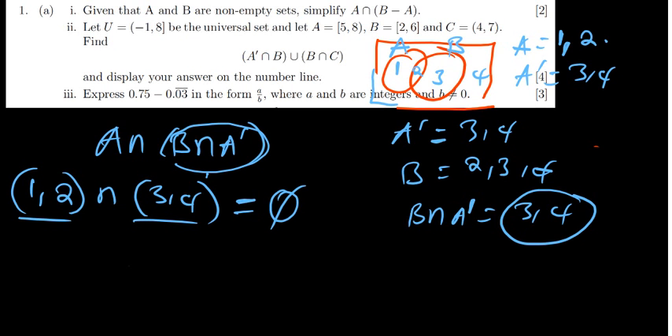So from there you can find A intersection open brackets B intersection A complement. It's possible you can find. But that one is going to require you to come up with a Venn diagram. But if you want to use the distributive law, it's possible you can find it even without a Venn diagram. You get my point, right?